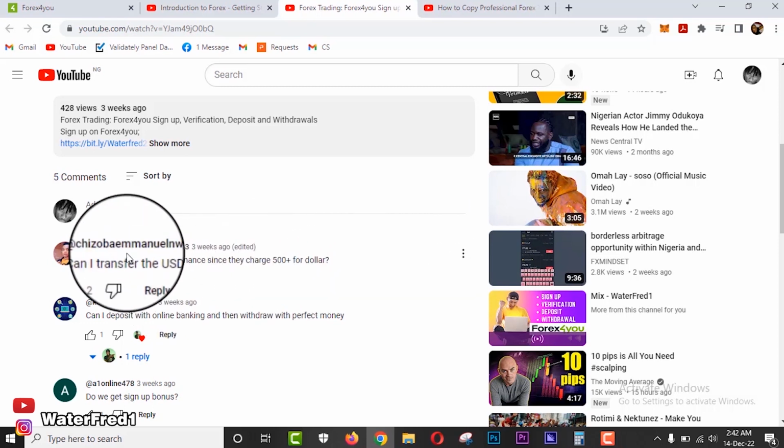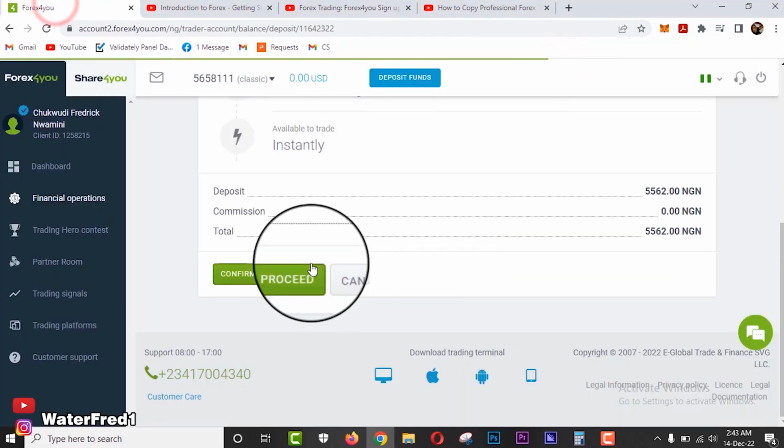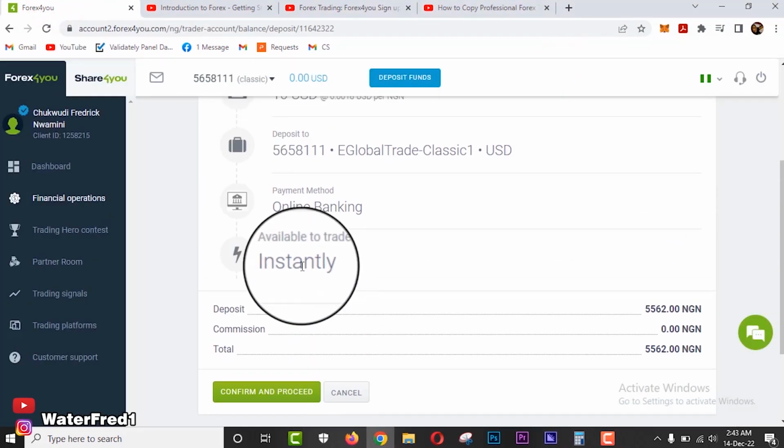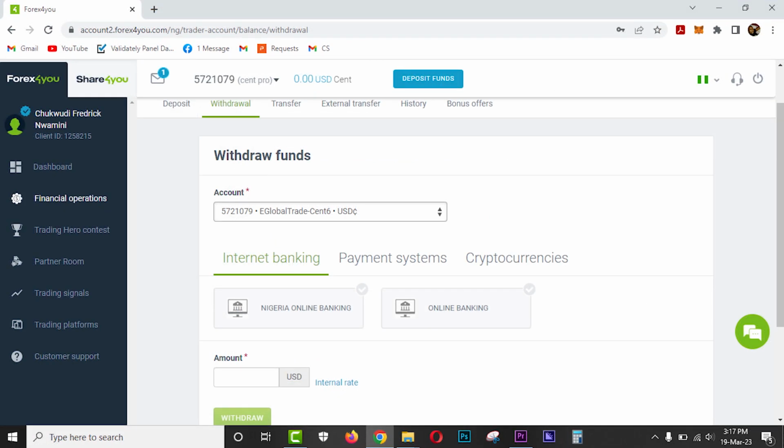Okay, now the answer is what? No. The answer is no. If you deposit money here and you want to withdraw, you are going to withdraw via the means that you deposited. However, the profits that you made on Forex4You can be withdrawn using any other withdrawal means or options of your choice.